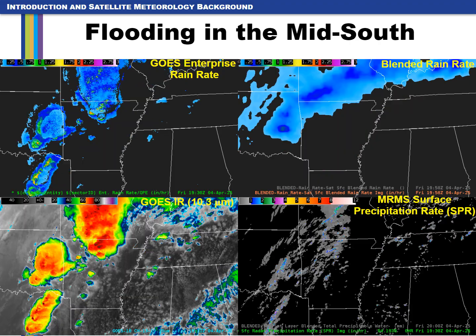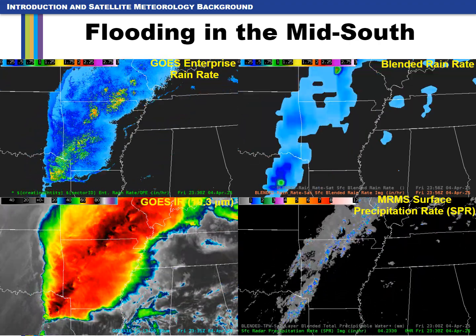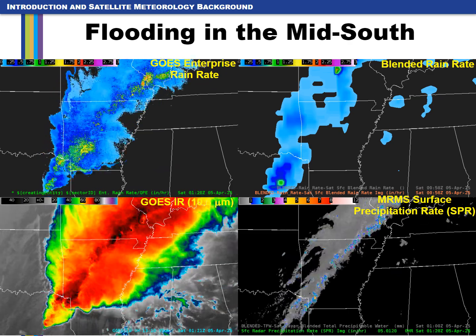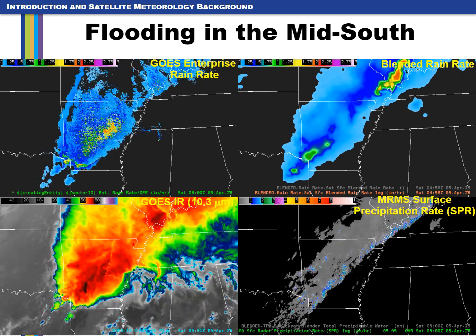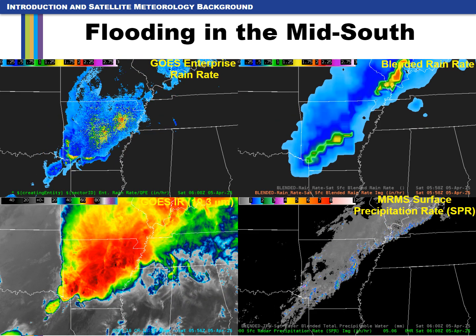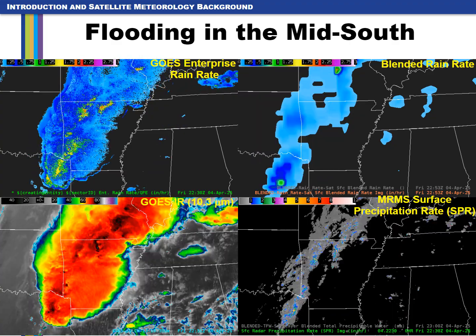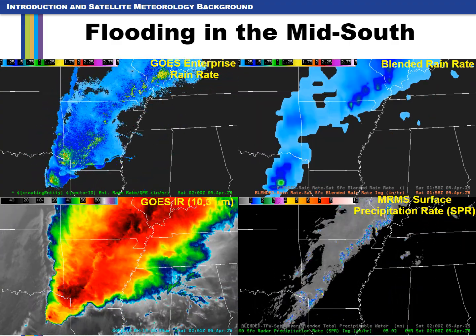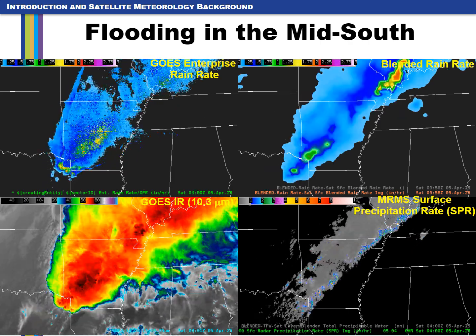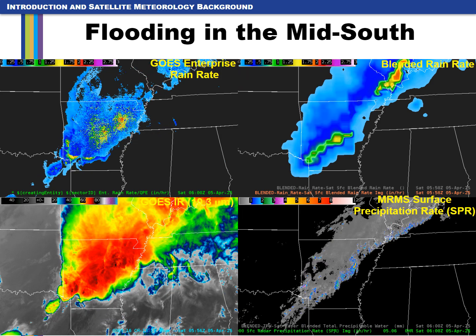In the upper right panel, I show the blended rain rate product, which combines data from GOES along with data from microwave instruments on polar orbiting satellites. Data from microwave instruments generally provides a better estimate of rain rates compared to data from GOES. However, the data is only available hourly, which is less than ideal for this scenario with rapidly evolving convection. The 10-minute product update for the Enterprise rain rate is key for rapidly developing convection.